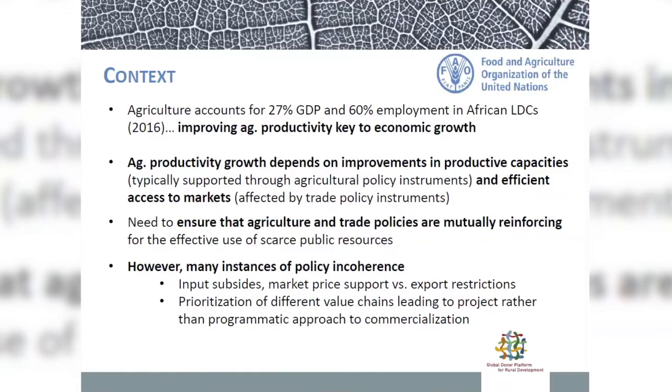But how can agricultural productivity be improved? On one hand, we have to improve agricultural productive capacities, which is usually done in countries through agricultural policy instruments. But at the same time, because trade becomes more and more important all over the world, including LDCs, in order to improve productive capacity, you have to have better market access. And this is the part that is affected by the trade policy instruments.